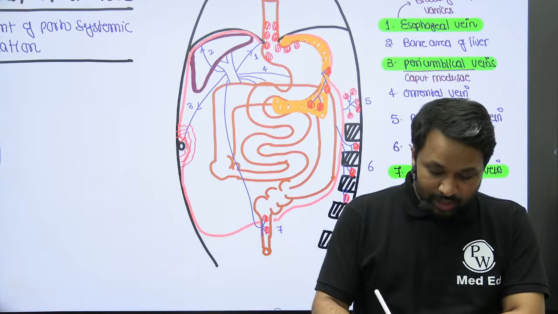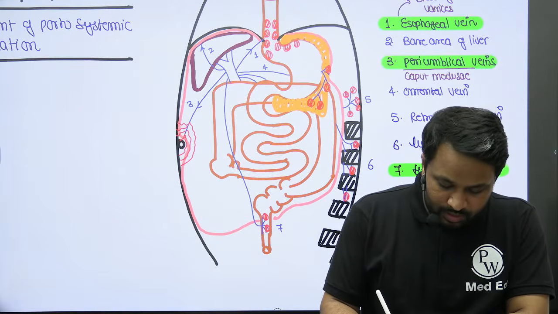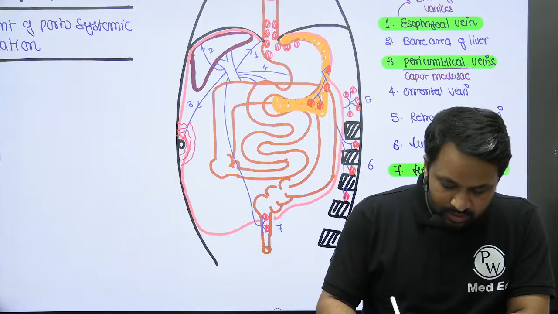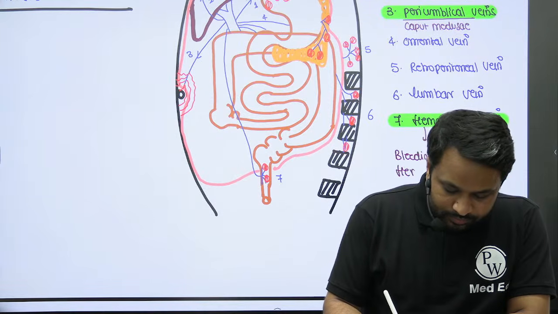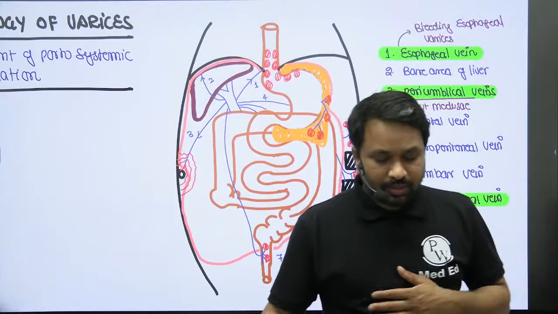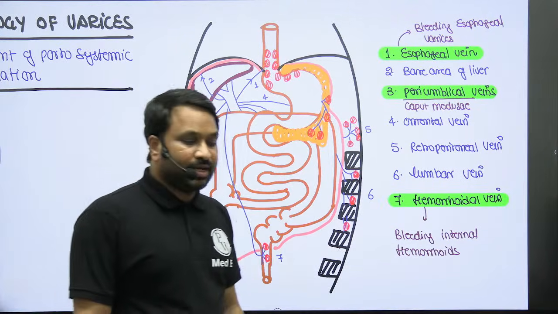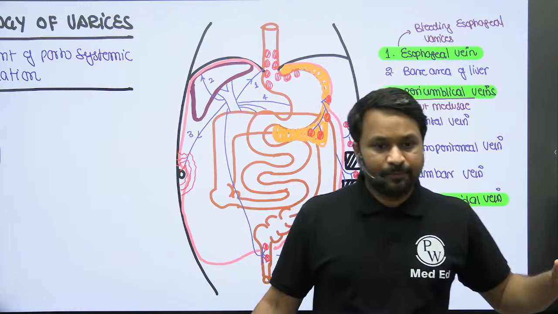And the hemorrhoidal veins are going to present to you as bleeding internal hemorrhoids. So you have the bleeding esophageal varices, you have the caput medusae, and the bleeding internal hemorrhoids. Clear? So these are the ones.